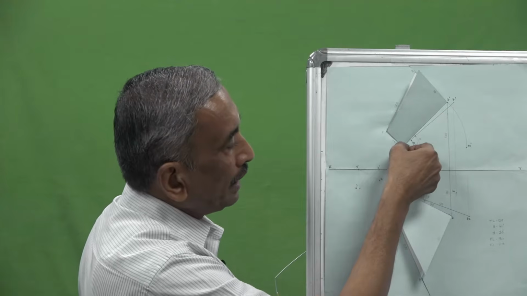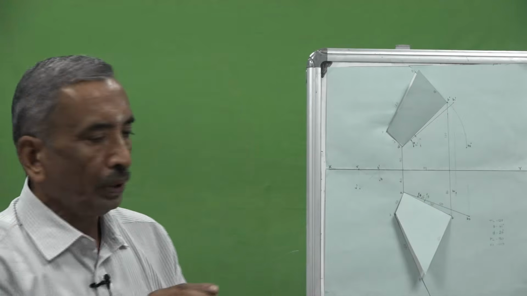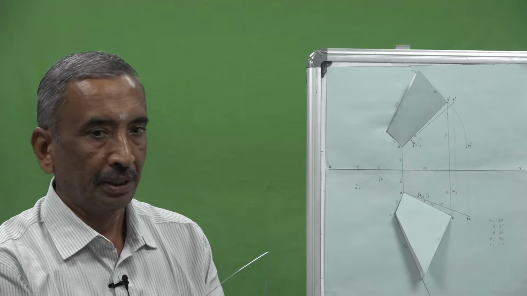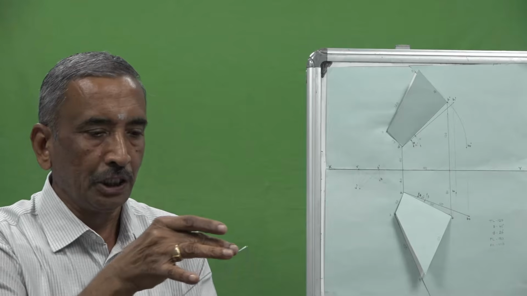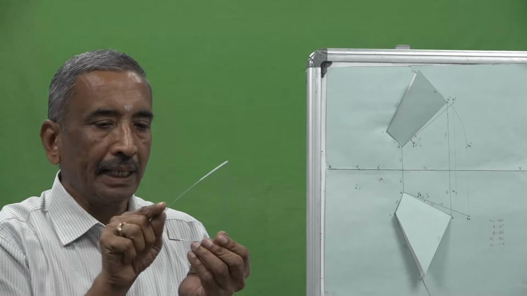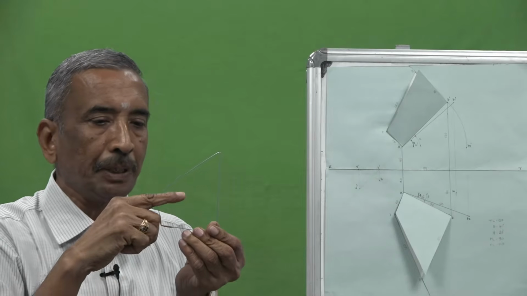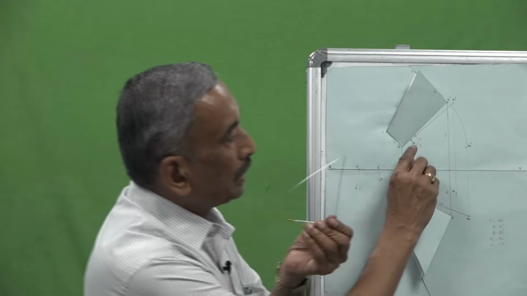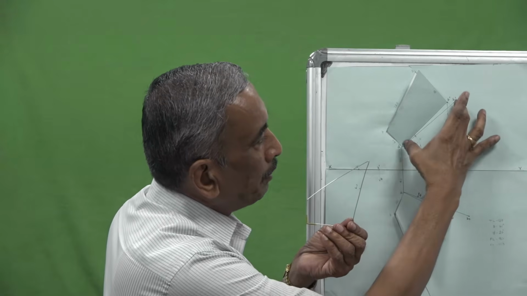Now, if I join A dash with B1 dash, I will get the true length of the line. Now I cannot see the true length; if I make it parallel, I can see the true length here. I can see the angle theta also, what this line makes with respect to HP. So this will be my angle theta, and this is my true length.